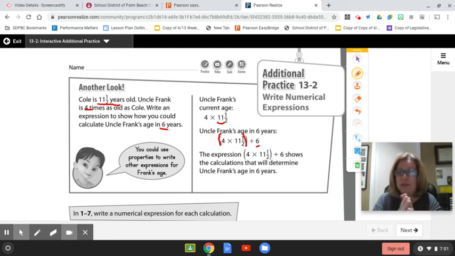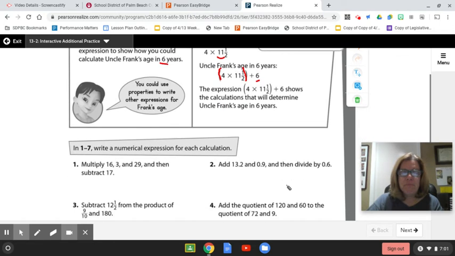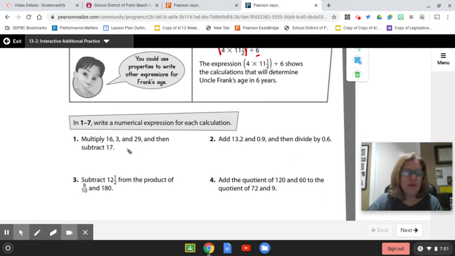Now again, in this particular lesson, you do not have to get the answer. All we're doing is writing the expressions. You're not calculating the answer. So let's just do number 1, for instance. It says multiply 16, 3, and 29, and then subtract 17.